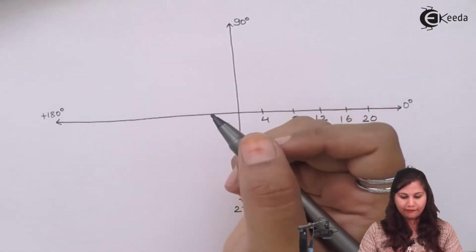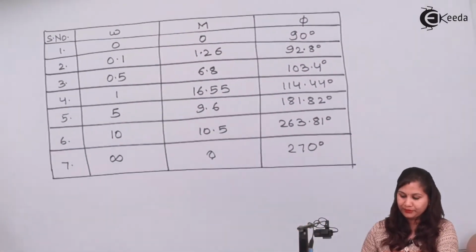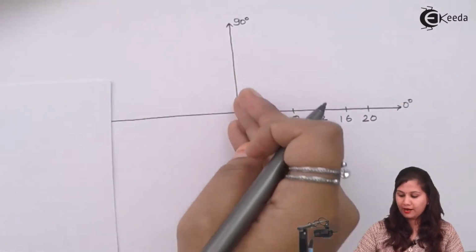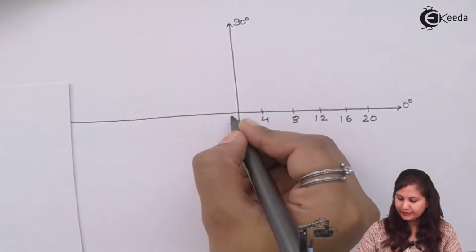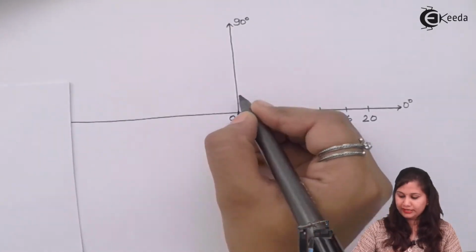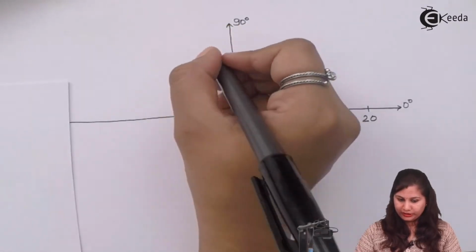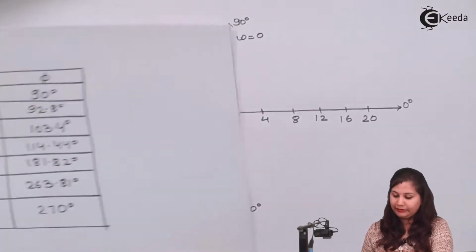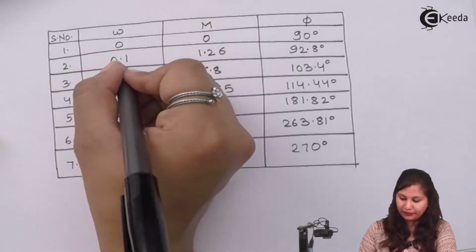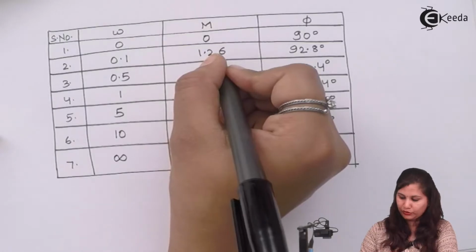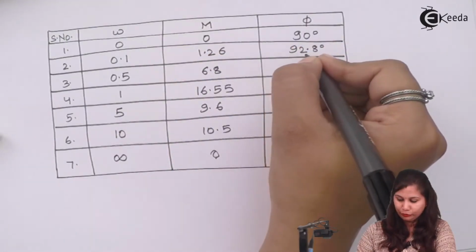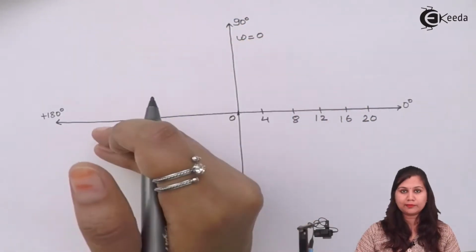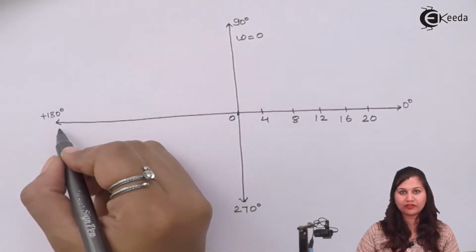So now we have omega equals to 0, magnitude is 0, and phase angle is 90 degrees. So this is our line, okay? The magnitude is 0 here and phase angle is 90 degrees. So on this line, we have omega equals to 0. Then for omega equals to 0.1, we have magnitude as 1.26 and the phase angle is 92.8. So 92.8 will be somewhat in the middle of this, because we have 90 degrees here and plus 180 here.